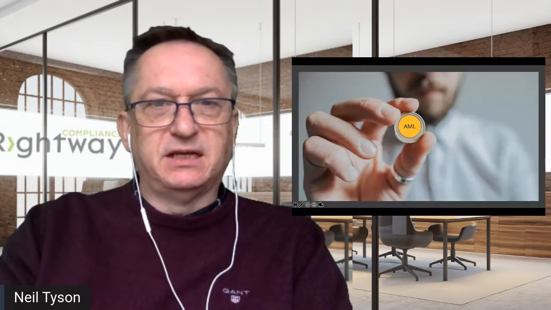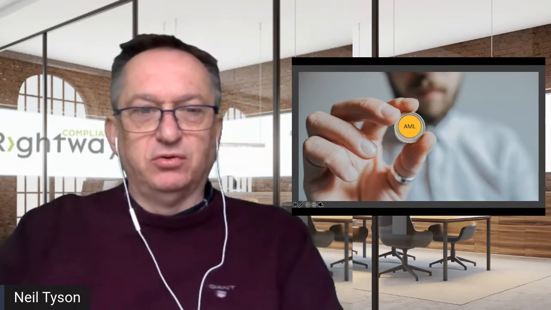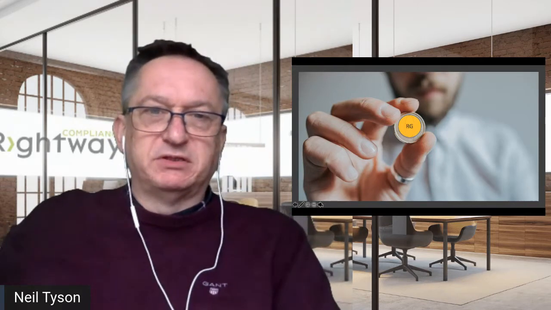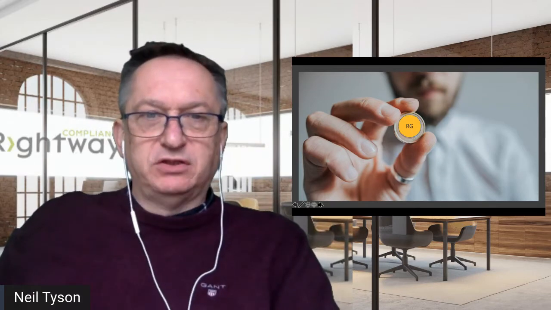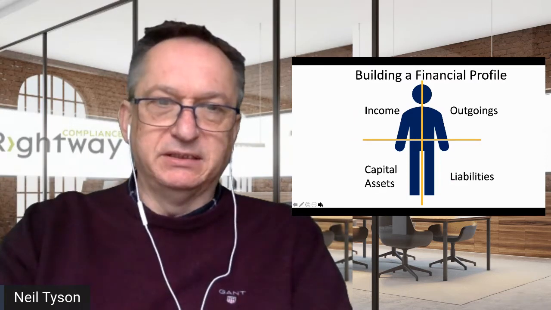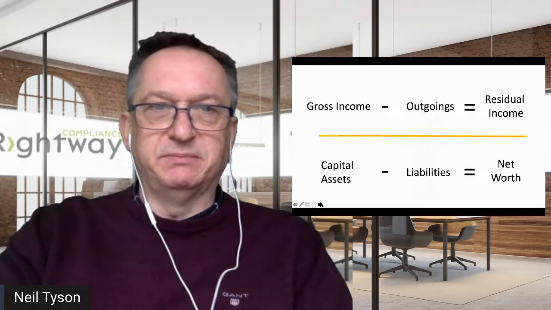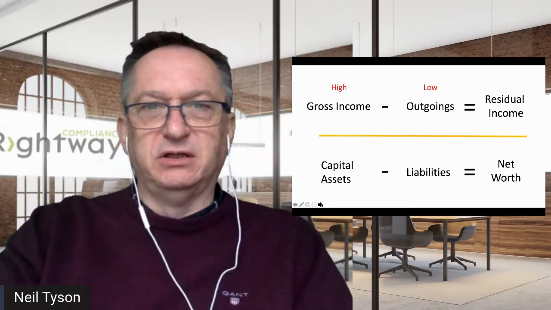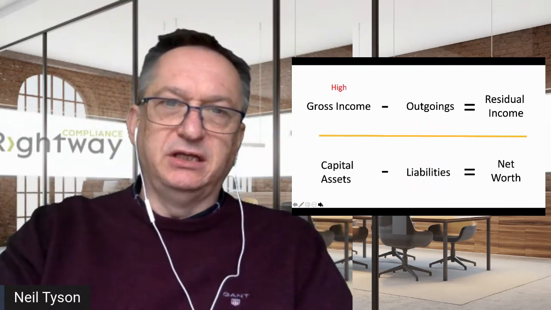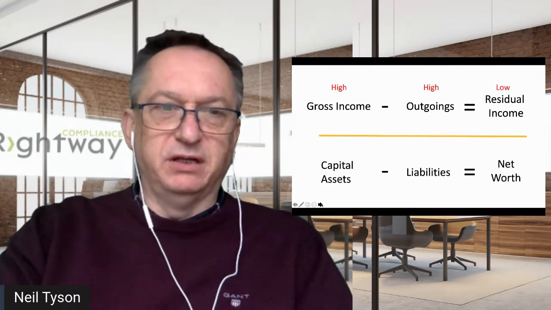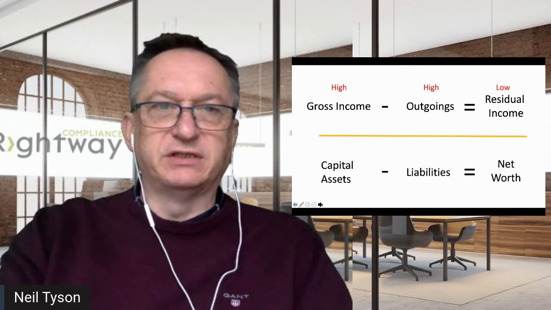Assessing customer finances from both a money laundering and a responsible gambling perspective, often two sides of the same coin. We'll be exploring why. We'll be looking at building a financial profile for your customers, looking at income and outgoings as well as capital and liabilities. What does that mean for us in terms of assessing those finances from both a responsible gaming and money laundering perspective? And it's how the combination of those elements actually that may give us the clues that we are looking for in terms of identifying risk.